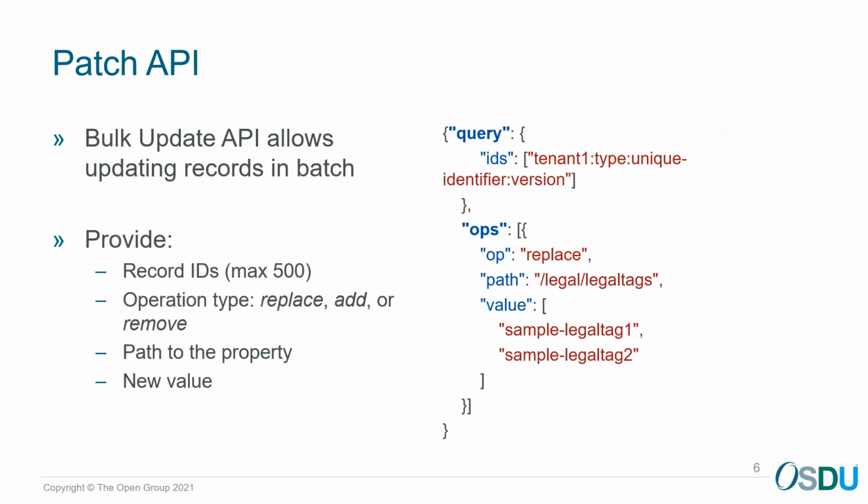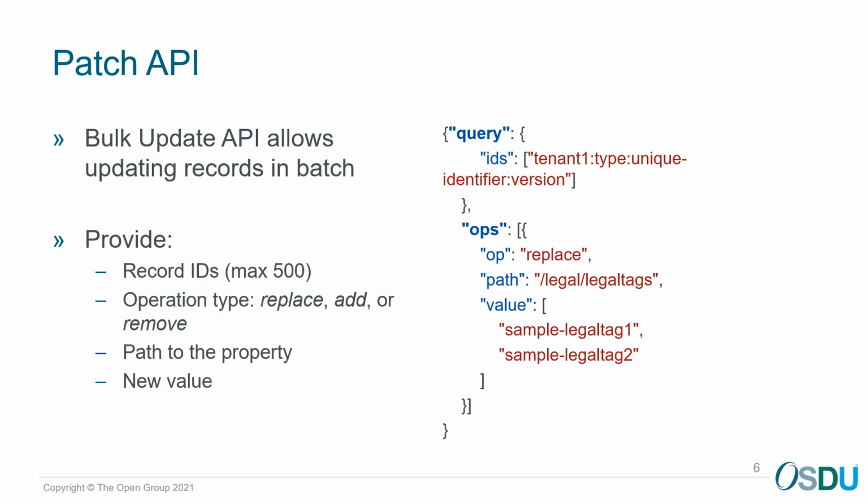The bulk update API allows updating record metadata in batch. It takes an array of record IDs without version numbers, with a maximum number of 500, and updates properties specified in the operation path with the value and operation type provided. If a version number is provided, updates will be applied to the specific version of the record. If not, the latest version of the record will be updated. Users need to specify the corresponding data partition ID in the header as well.